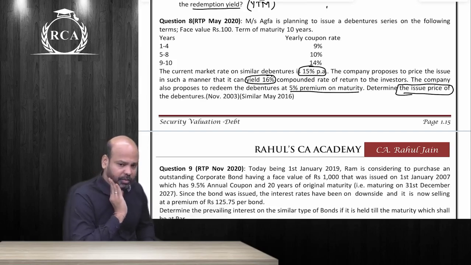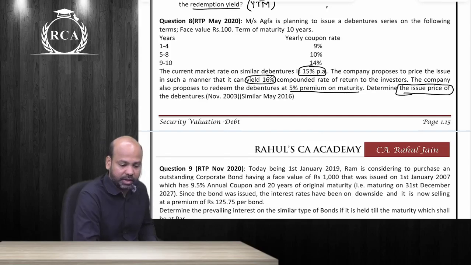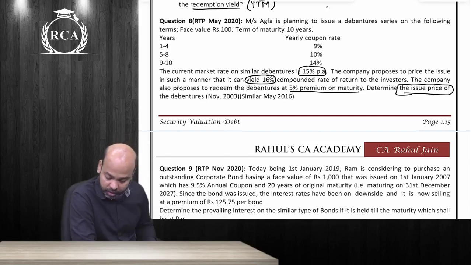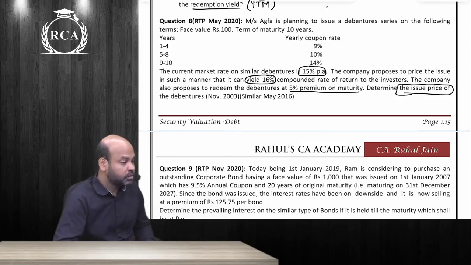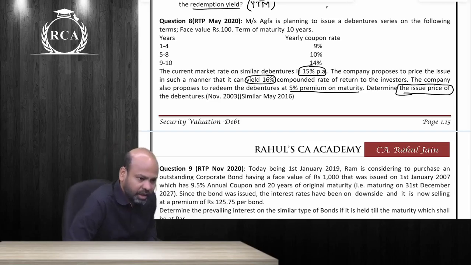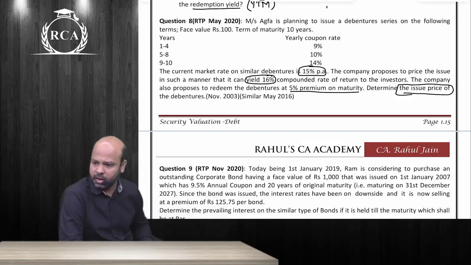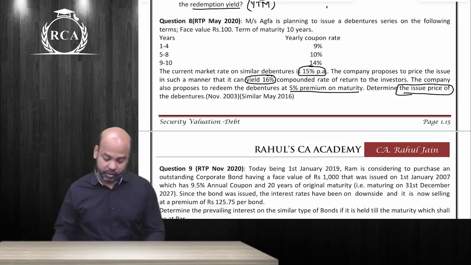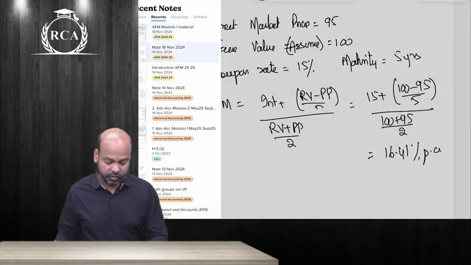Fair value will be based on 15% discounting rate. Clear hai? Alright guys, now you can start discounting all the cash flows better.